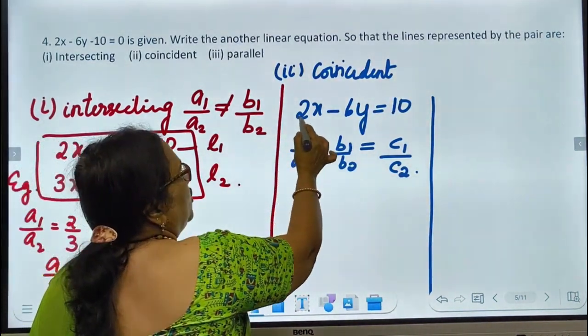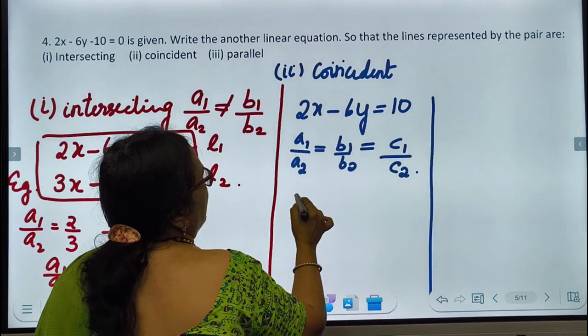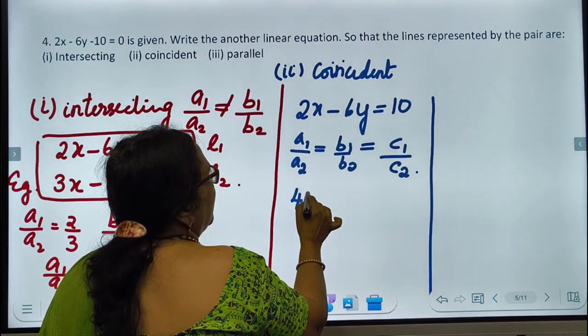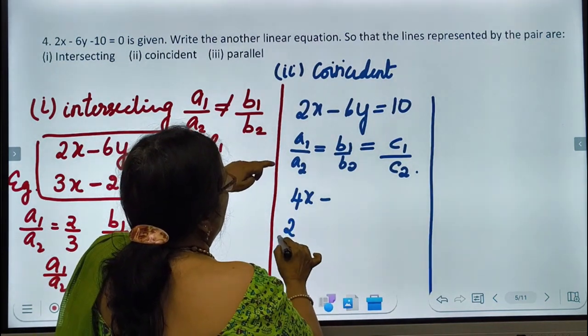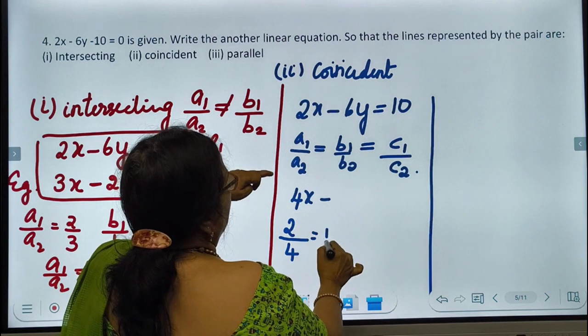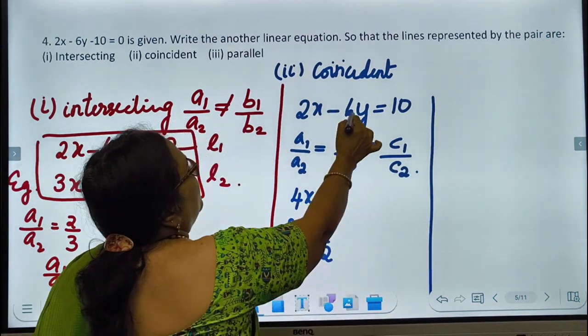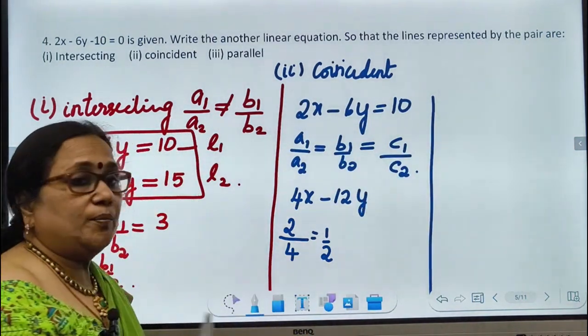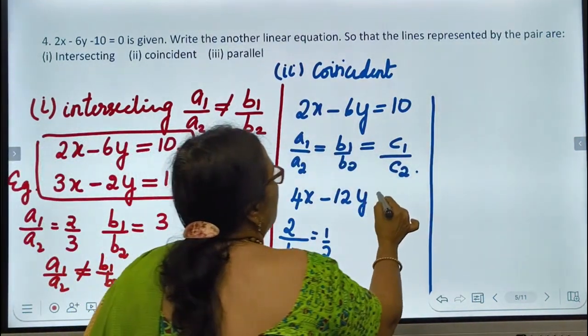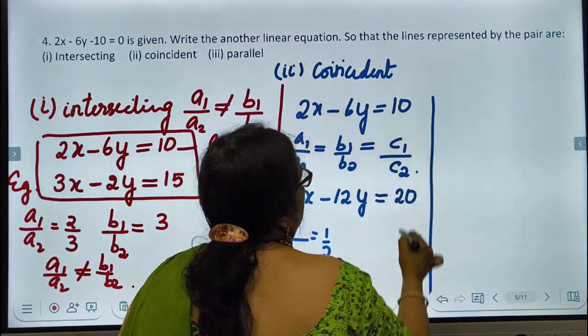So I have to fix the ratio. So I am going to have 2x. So let me give 4x. Suppose I give 4x for the second equation. What is the ratio A1 by A2? 2 by 4 which is half. Now what is the first one? 6. So I should have 12y. Because 6 by 12 will become half equal to 10 by 20.